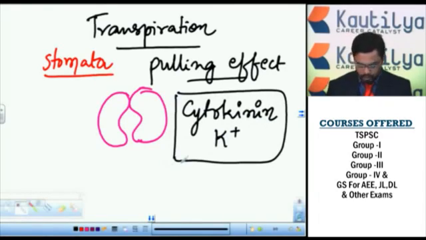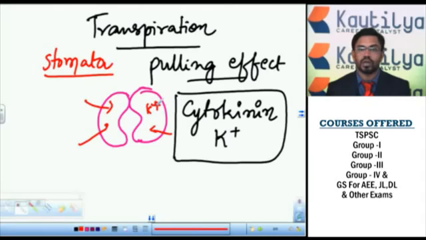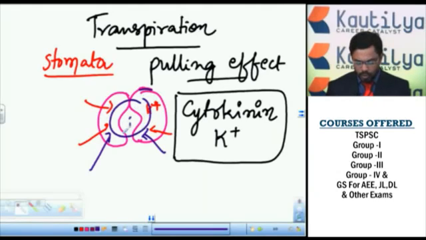Here, the stomata absorb the potassium ions. The potassium concentration increases inside the guard cells, thereby the water potential decreases inside the guard cells. So the water enters into the guard cells, and thereby the guard cells become turgid. When the guard cells become turgid, as they are bean-shaped structures, they open the stomata. So from this opening, the water will be lost in the form of vapor.